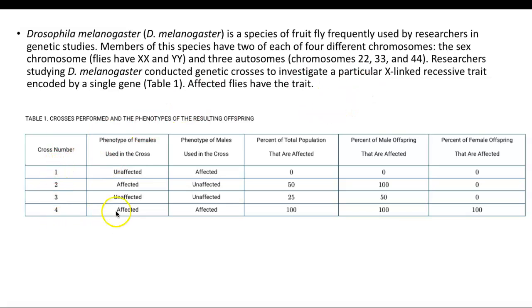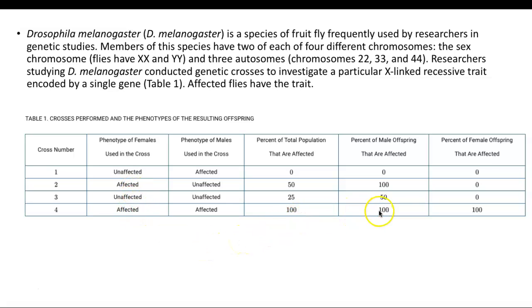There are 4 different crosses, and you see here an unaffected female with an affected male. Affected, unaffected, unaffected, unaffected, affected, affected. Okay, cool. Percent of total population that are affected. And then you notice a difference here: the total population is affected more here and here. Well, what do these 2 things have in common? The female is affected. Okay, well that makes sense.